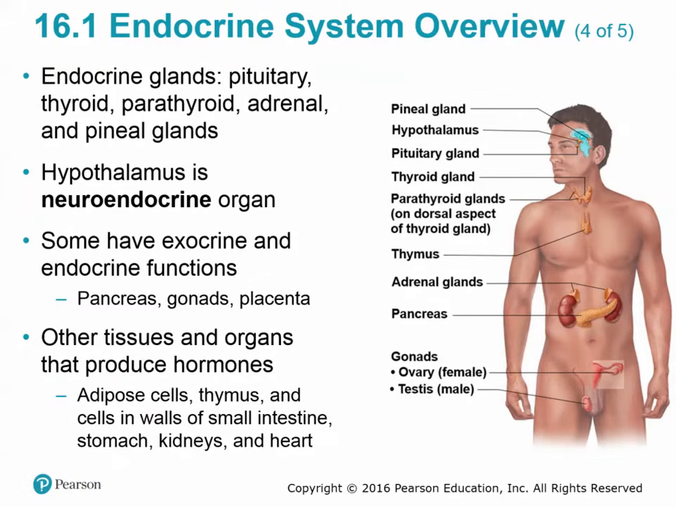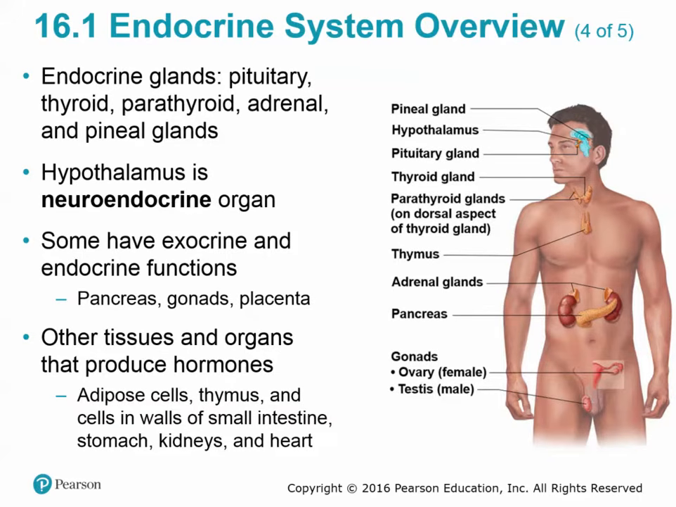So some of these organs we'll talk about have both exocrine and endocrine functions. For example, the pancreas, the gonads, placenta. The pancreas secretes digestive secretions, so that would be its exocrine function, and it also secretes hormones, insulin and glucagon. Same thing with the gonads and the placenta.